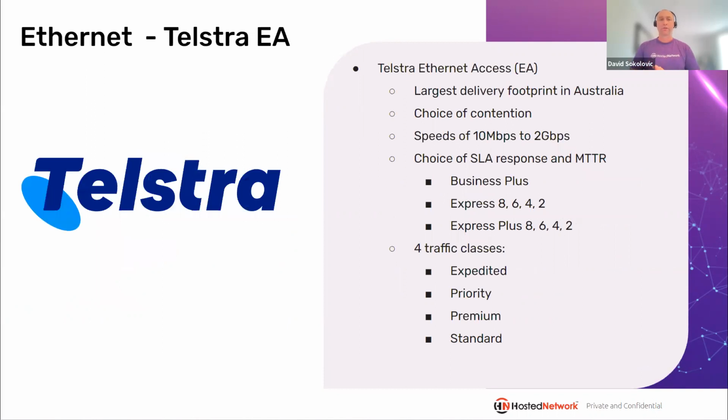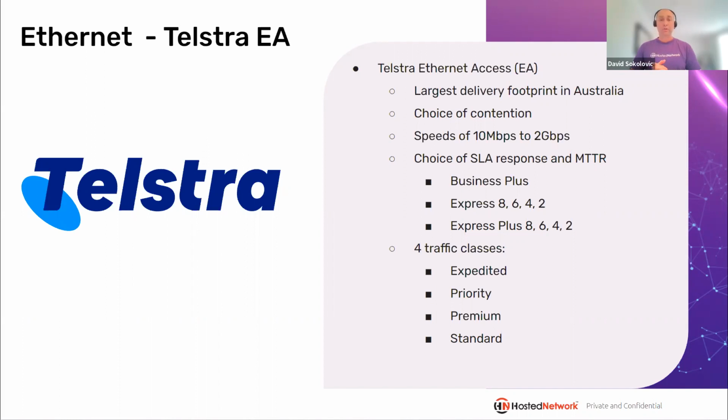Telstra have a product called Telstra Ethernet Access, or EA. Telstra has the largest delivery footprint in Australia, simply because they've been around the longest. They have a choice of contention on their EA product. They have choices of speeds on the EA from 10 megabits per second up to 2 gigabits. They have a choice of SLA response and mean time to repair as well. The best all-round out of all those is probably Business Plus.